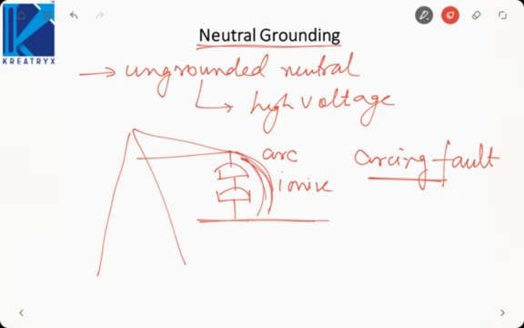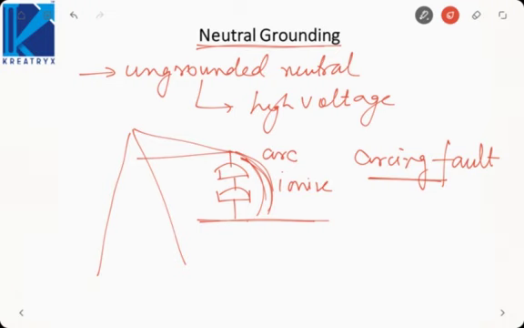If you do not isolate the neutral, an arc can be formed along the insulator, which is also known by the term insulator flashover. Okay, so these types of fault are called as arcing ground. That is why these are dangerous.